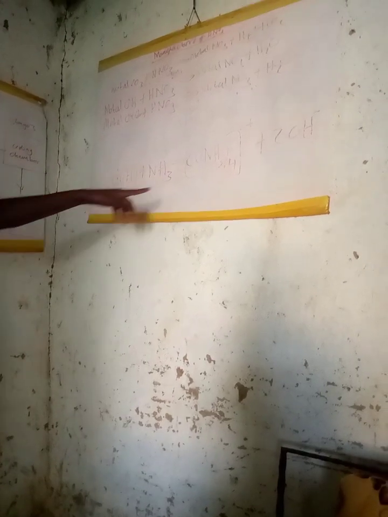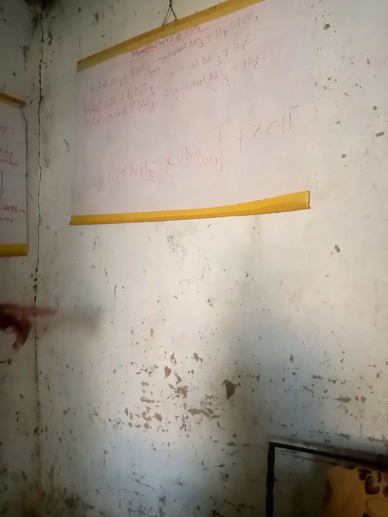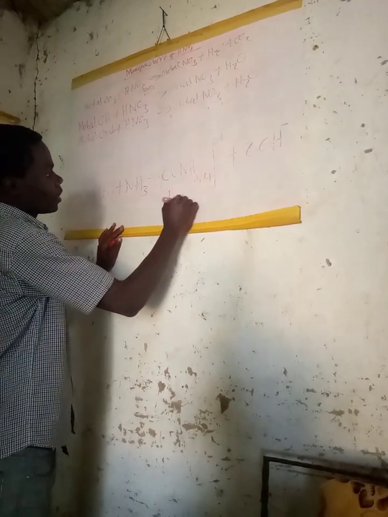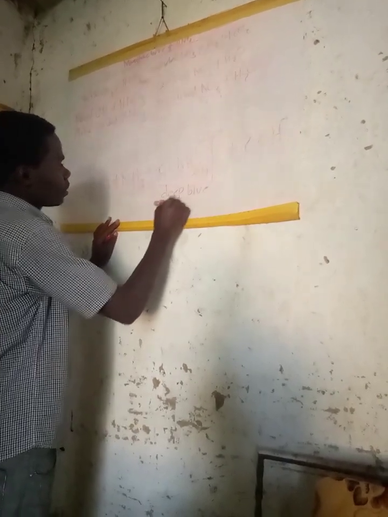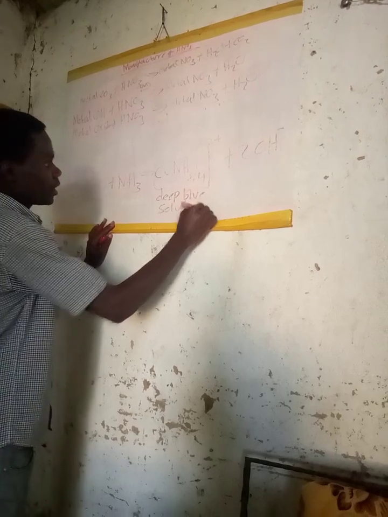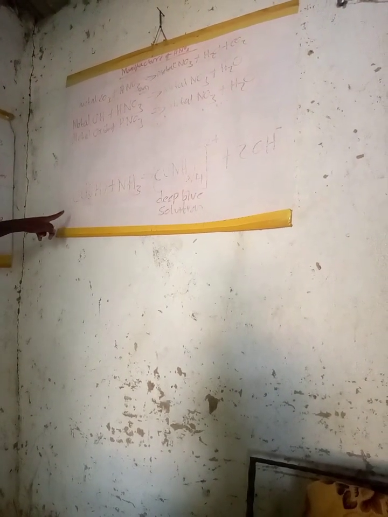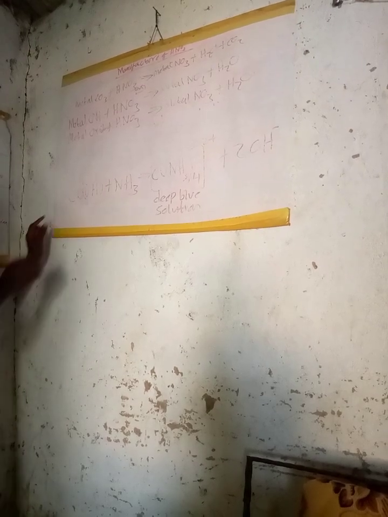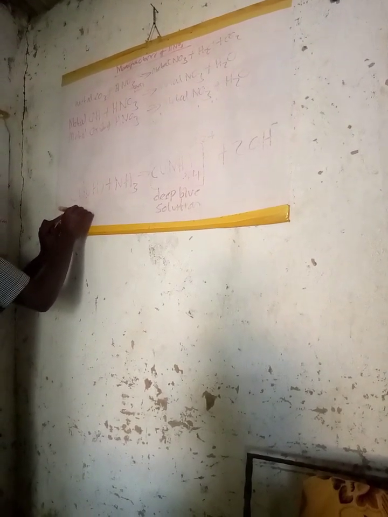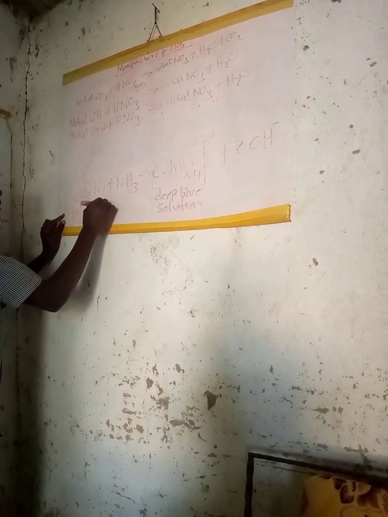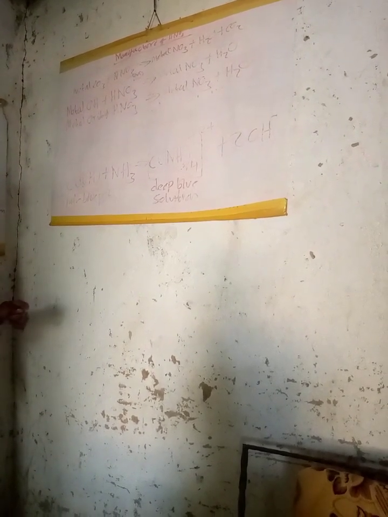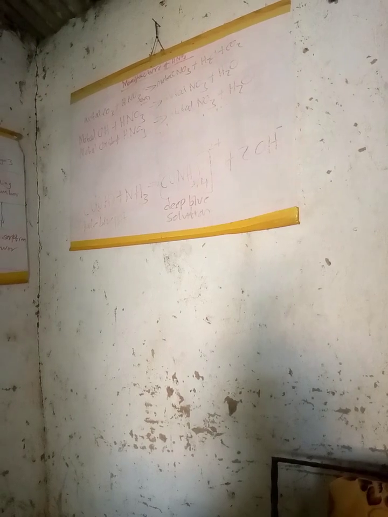This tetraamminecopper(II) ion is a deep blue solution. And copper hydroxide is a pale blue precipitate. So Mr. Jacob will explore more about these ions because it usually comes in paper 3 practical. So you'll explain more about it.